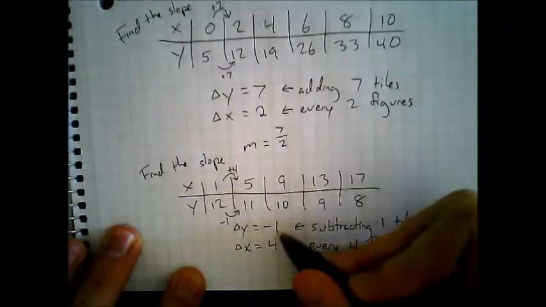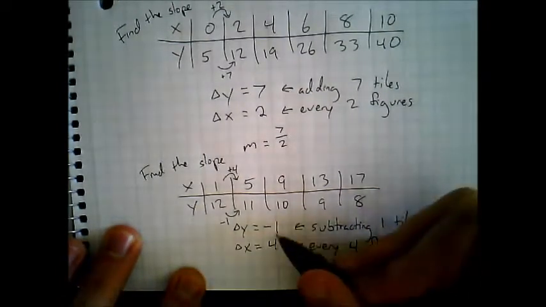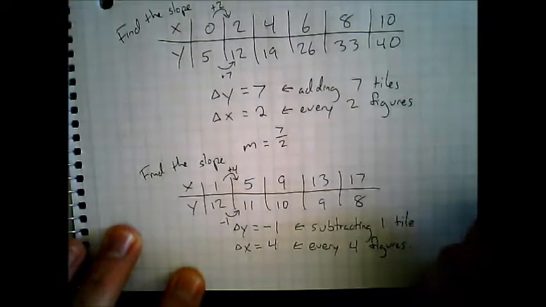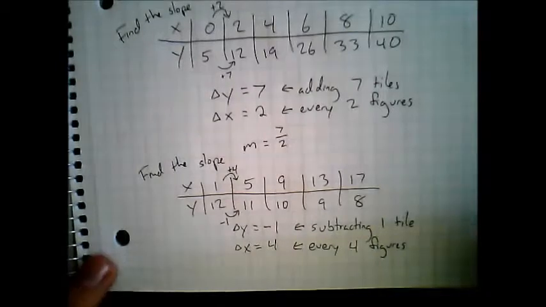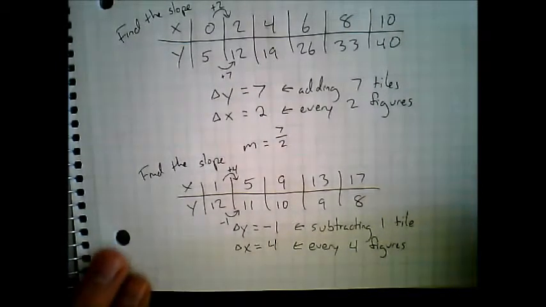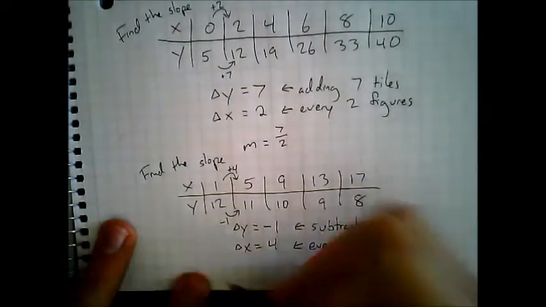Okay, or we're losing $1 every 4 days. We're spending $1 every 4 cookies. Okay, this is what a slope is. It's just a rate of change. And we always just refer back to our tiles because that's what we learned first of all. Okay, so we're subtracting 1 tile every 4 figures.